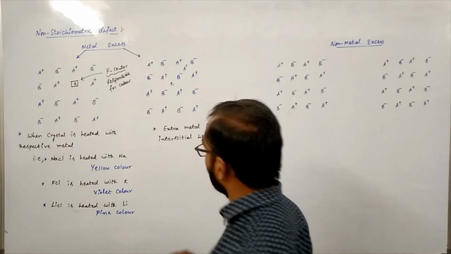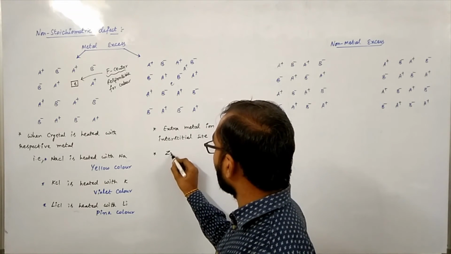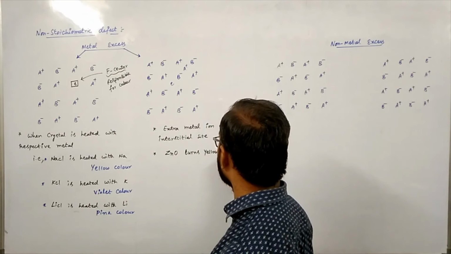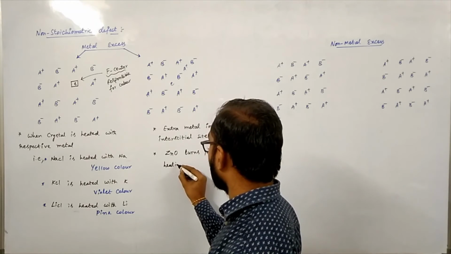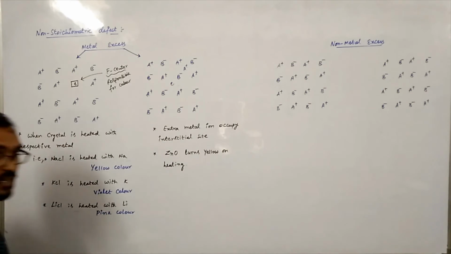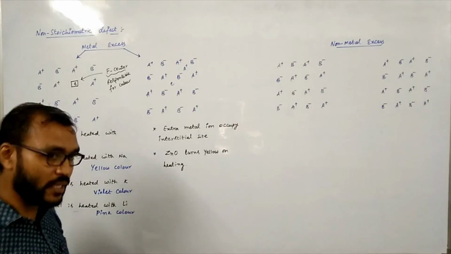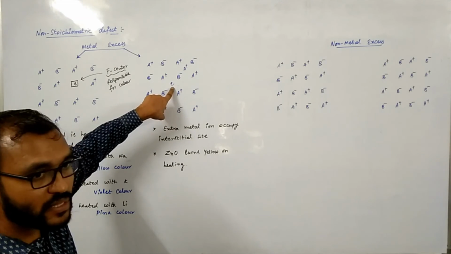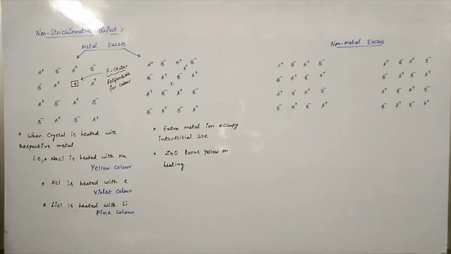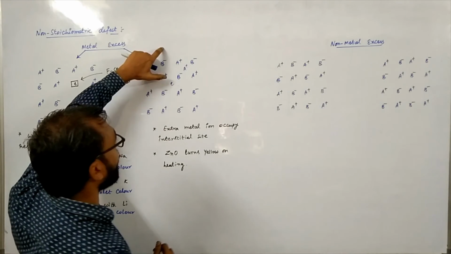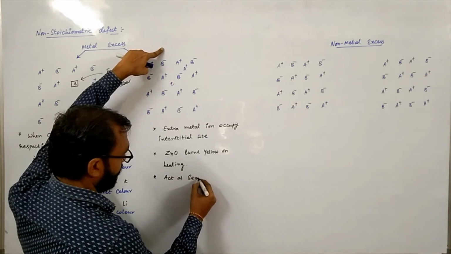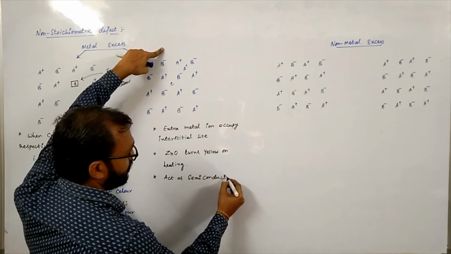Now, an example here is zinc oxide turns yellow on heating. Zinc oxide is a white colored solid. If you heat it, it turns yellow. The reason is, when you heat zinc oxide, one Zn 2 plus comes to an interstitial site, leaving electrons in the adjacent site. Right? So that is the reason. Because of this electron, they can act as semiconductors because of those free electrons.